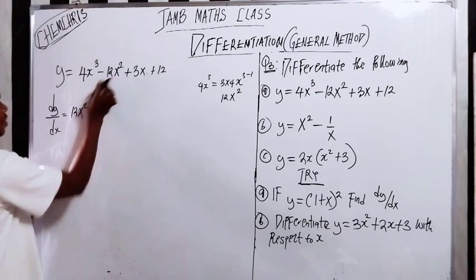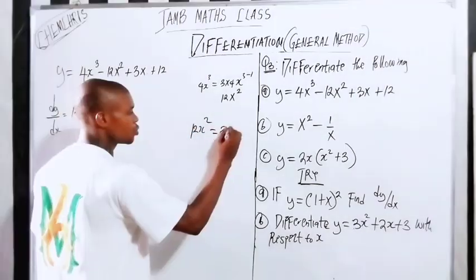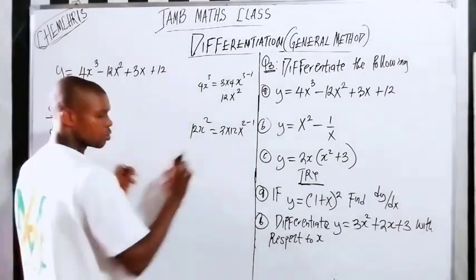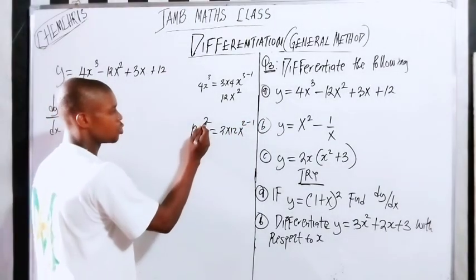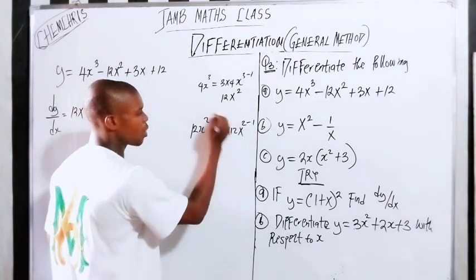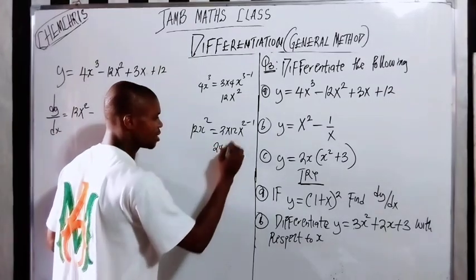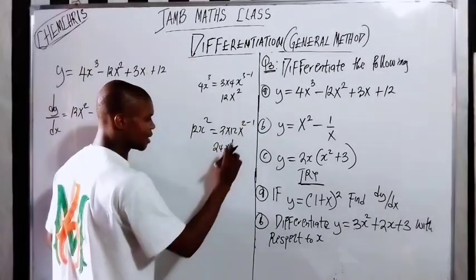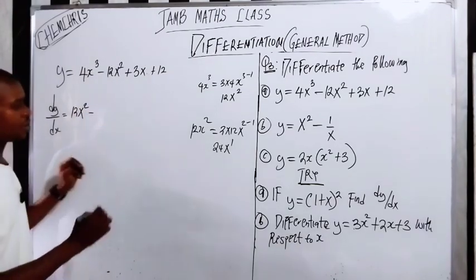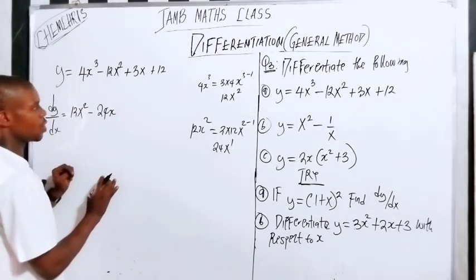Minus, so let's differentiate 12x raised to 2. It's going to be 2 times 12x raised to 2 minus 1. Do you understand? So it's going to be 2 times 12, x, remember you subtract 1 from the index, so it's 2 times 12 is 24, x raised to 2 minus 1 is 1. Remember there's a negative sign here, so it's going to be minus 24x raised to 1, but there's no point of putting the 1.